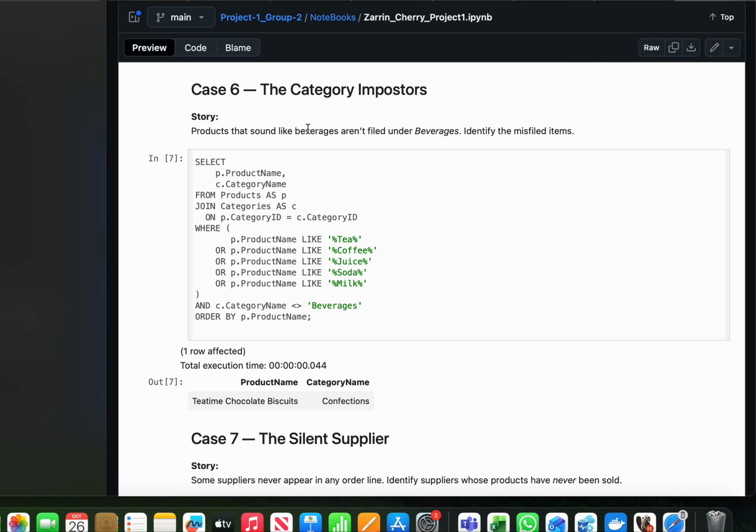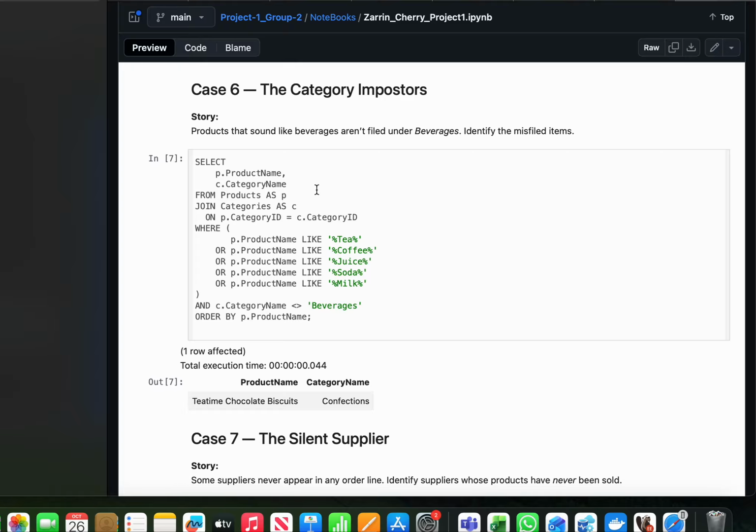Case 6, the category imposters. Case 6 was fun for me. I looked for products that sound like beverages but weren't categorized under beverages. I used the like operator to search for product names containing words like tea, coffee, juice, soda, or milk, then filtered out anything that already belonged to the beverages category. I found one imposter product, Tea Time chocolate biscuits, which was categorized under confections instead of beverages.